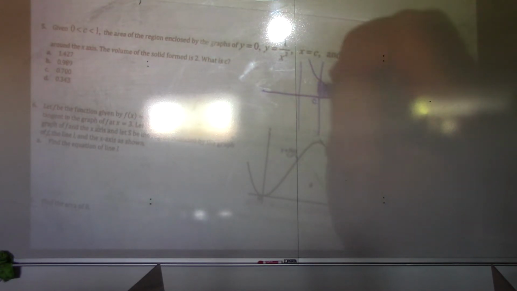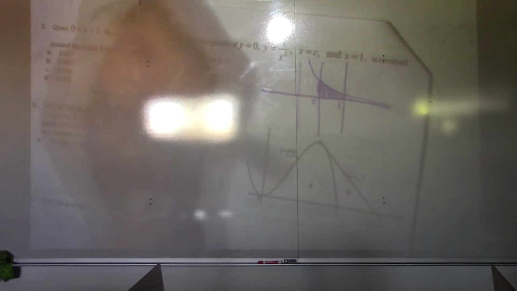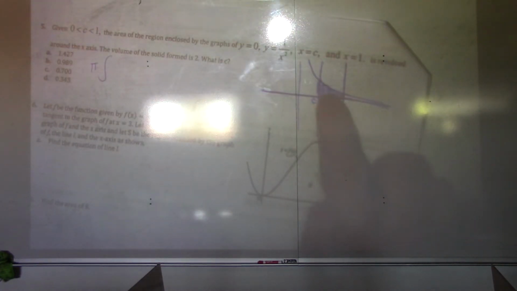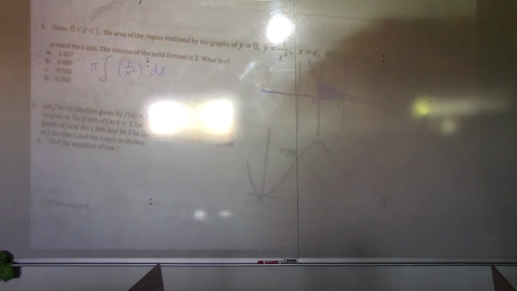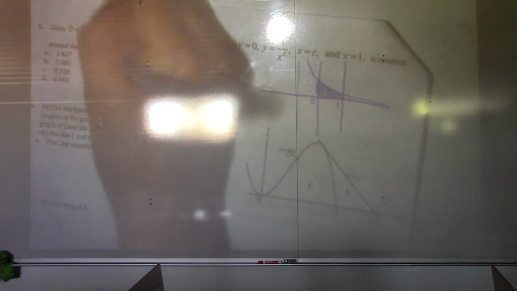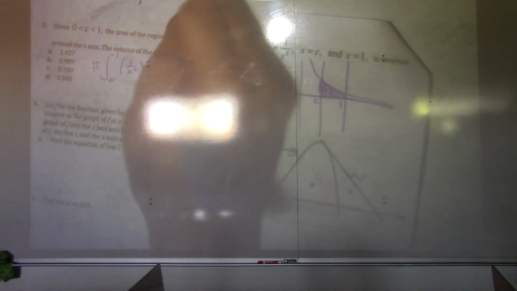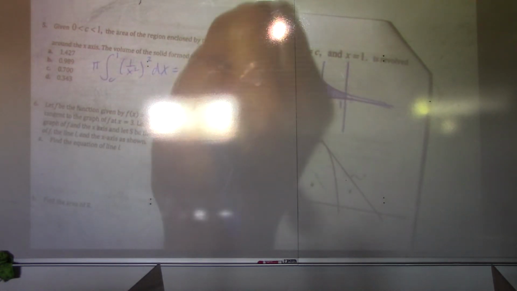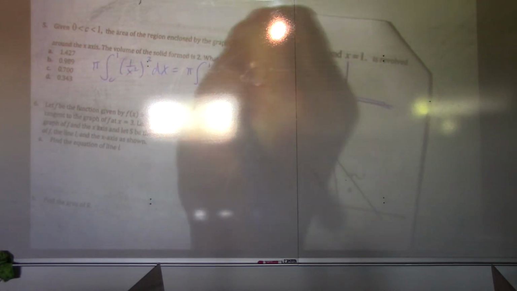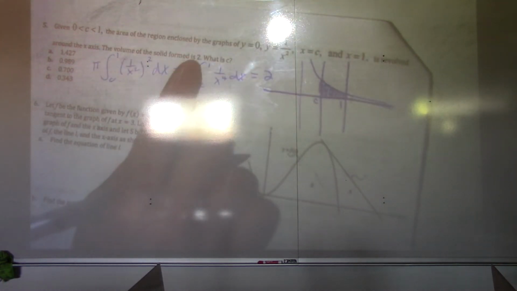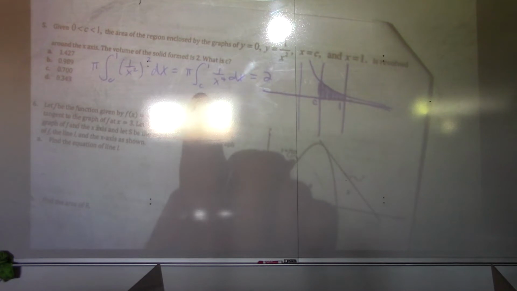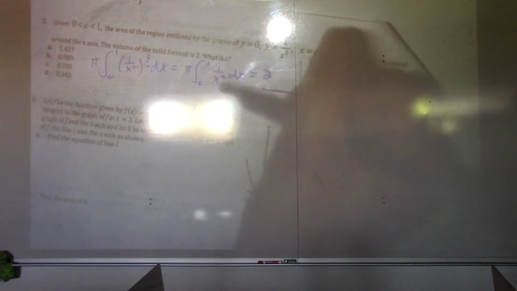Well, we would be doing pi r squared, where the r would just be the function value, so pi times 1 over x squared, squared, dx, going from c to 1. This is just the same as pi, integral from c to 1 of 1 over x to the 4th dx. This is my volume. I want my volume to be 2, because it said my volume is 2, and now I'm solving for c. So I'm going to take the antiderivative.